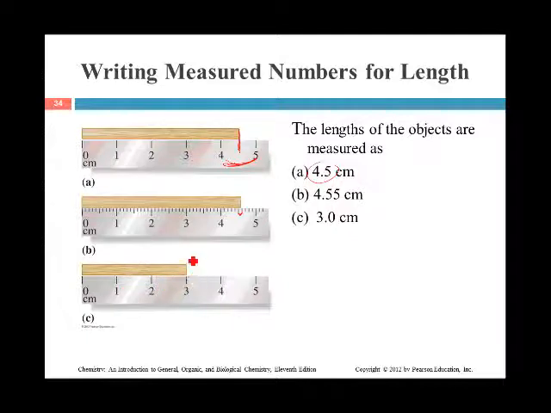And then for the last one, the notches are 1, 2, 3. It's falling right on that line. So if I think it's right on the line, and I don't want to put 3.1 or 2.9 because I know I'm supposed to estimate something, I put 3.0. That 0 can still be estimated. It's what you think it is.